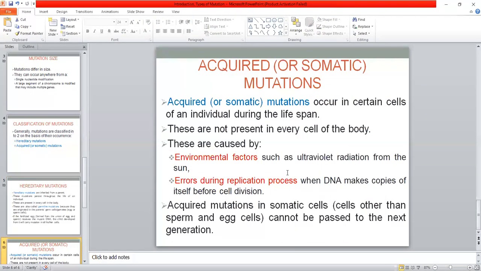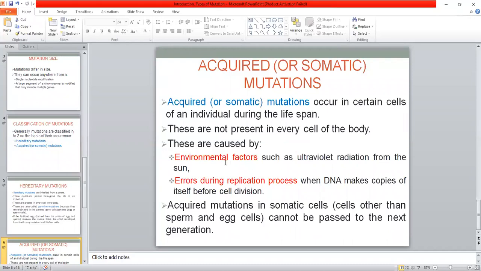The second class of mutations are the acquired or somatic mutations. These acquired or somatic mutations occur in certain cells of an individual during the lifespan. So the acquired or somatic mutations occur during the life of an individual and they occur only in certain body cells. These are not present in every cell of the body.